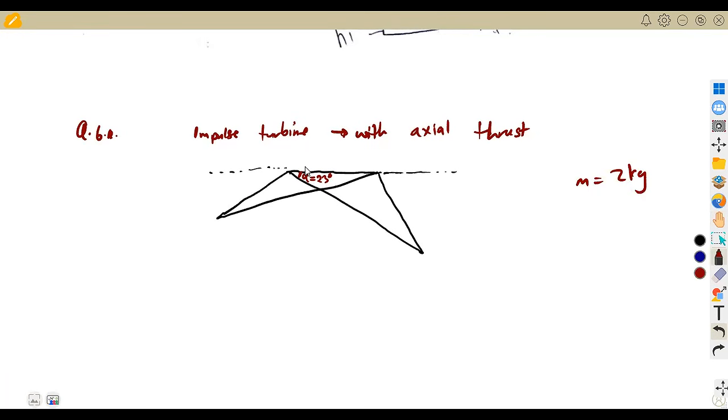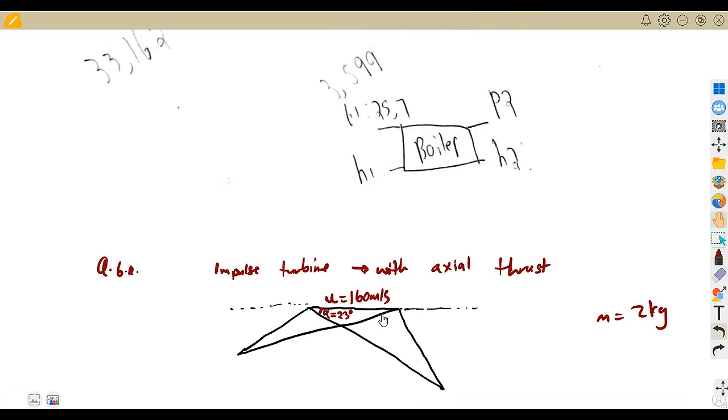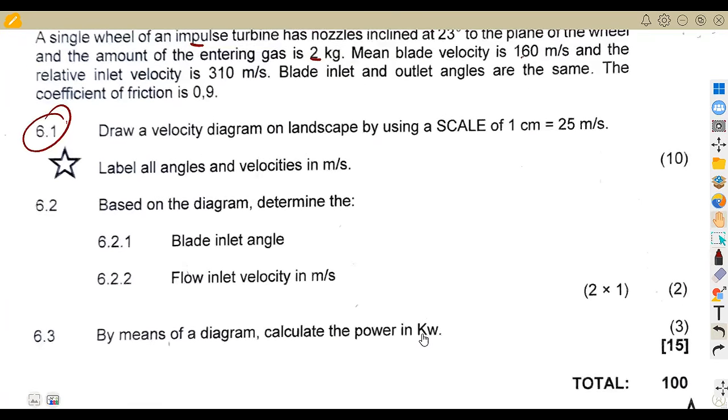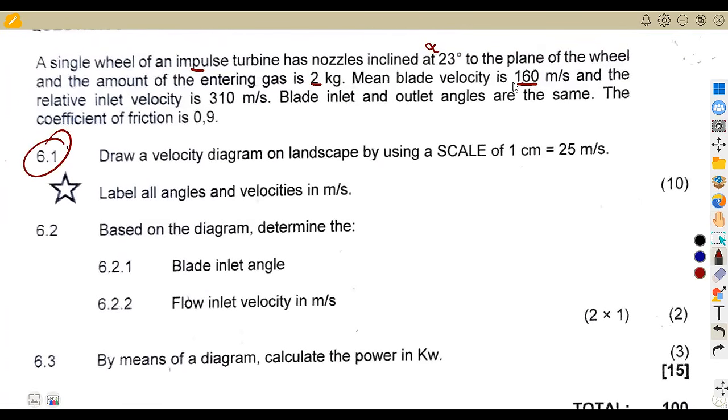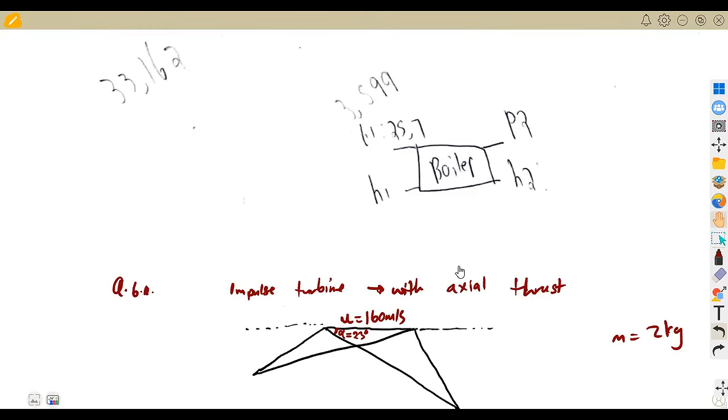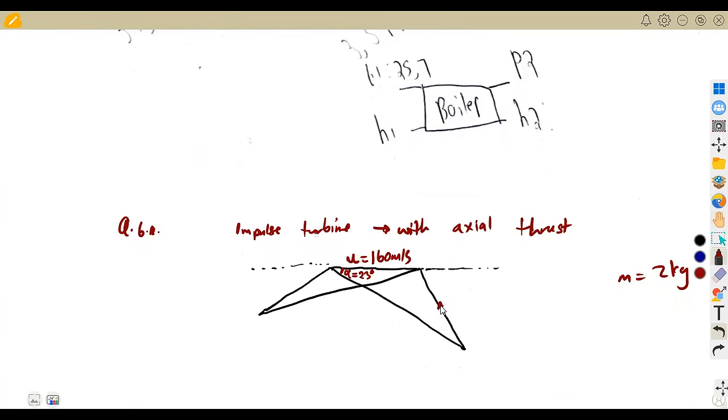We are given the blade velocity, which is our U, 160 meters per second. And the relative inlet velocity, 310 meters per second. Take note, this is the relative inlet at the side here, 310 meters per second, as it enters. Then we've got the relative outlet, which is the exit.